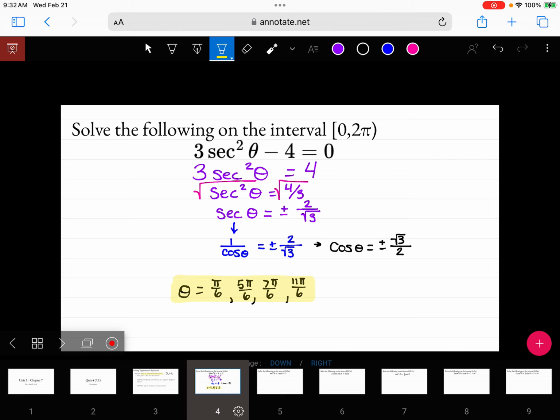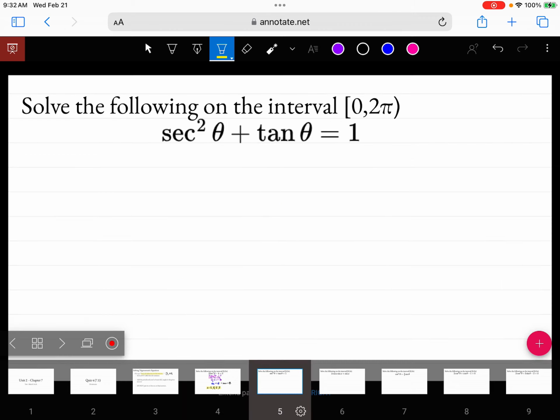Ready for the next one? Sometimes they get a little weirder. So we've got secant squared theta and tangent theta, and we want to know when it equals 1. Ew.